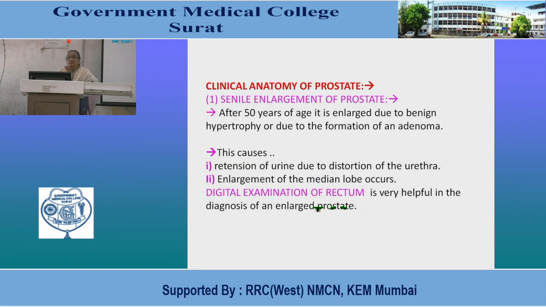Now, the clinical aspect of the prostate. Number 1, the senile enlargement of the prostate mainly occurs after 50 years of age. It is enlarged due to benign hypertrophy. We have seen previously the slide of benign hypertrophy and senile atrophy. So after 50 years of age it enlarges due to benign hypertrophy or due to the formation of an adenoma. The suffix oma indicates a benign growth.